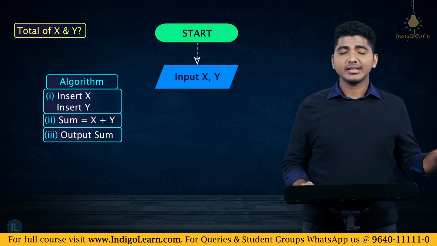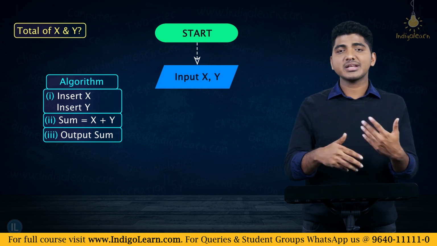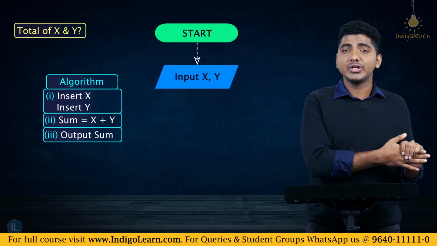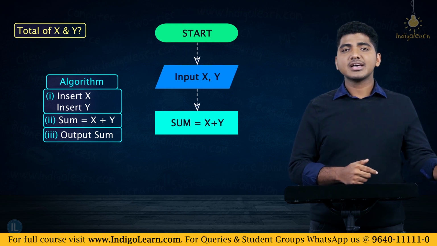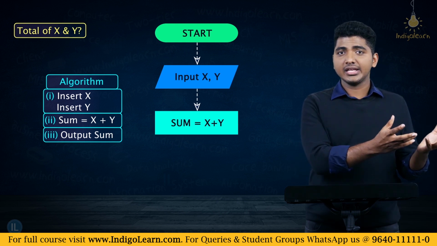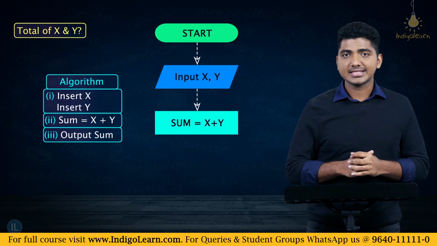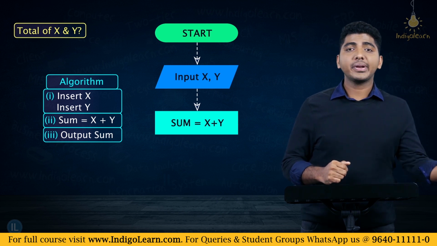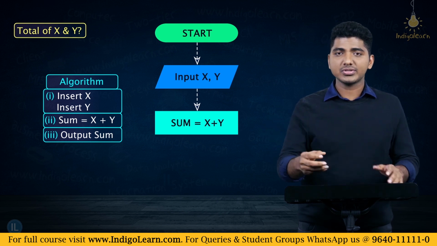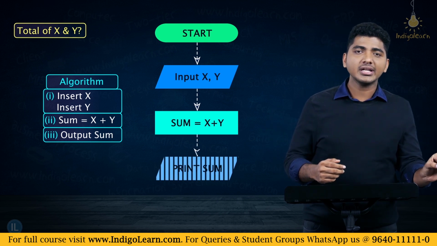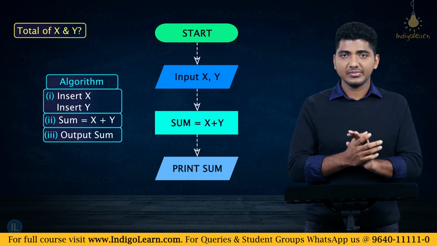Third step, that is computation. What shape should I use? The system has to compute, so I will use the rectangular shape. So I will say sum is equal to x plus y. So is it done yet? No, I want to see what the sum is. So I will say print sum. Print is nothing but an output call. I want to see what the output is. So this print sum will also be in parallelogram shape.